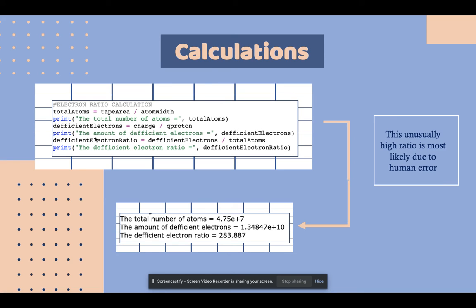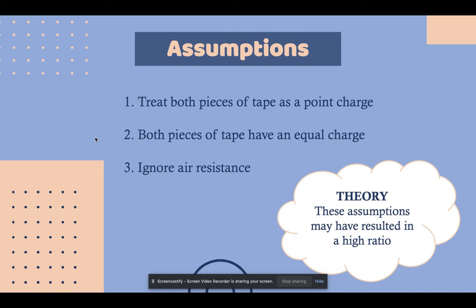I also then went on to calculate the total number of atoms and the amount of deficient electrons, which I then divided by each other to find the deficient electron ratio. And I found that to be about 280 electrons per atom. This ratio does seem unusually high, and I would think that that is most likely due to human error. It also relates to some of the assumptions that we've made during this lab, and those include treating both pieces of tape as a point charge, claiming that both pieces of tape have an equal charge, and ignoring air resistance.